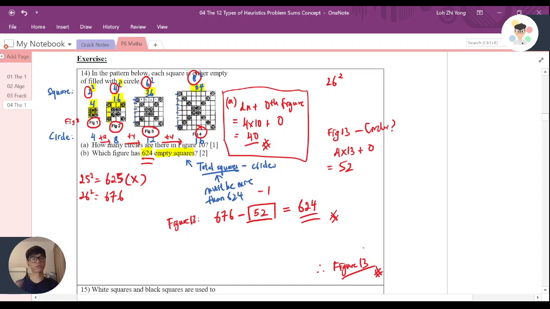Okay, so basically what I'm doing here for B is I know that this is a perfect square, so I try to find the numbers that are slightly bigger than 624 because I know that it must be more than 624 so that I can minus with the circles to get 624. And this is what I did. I tried out with the first one, 25 square. I know that it's not possible, so I try the next number.